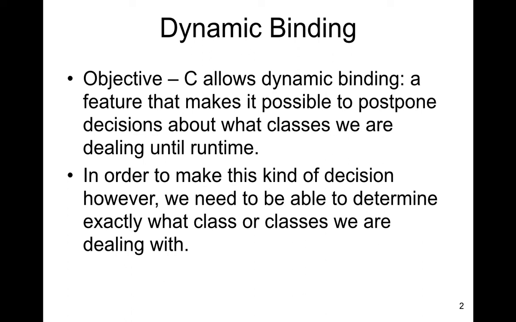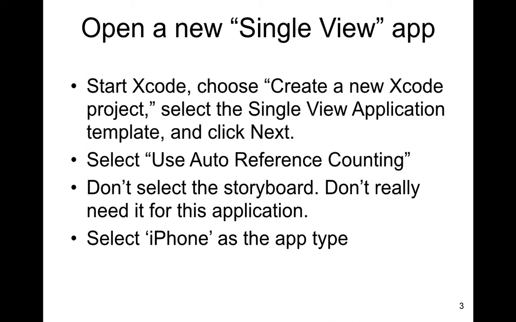So, dynamic binding. Objects are objects. All objects have the same properties associated with them, or some of them do. Objective-C allows dynamic binding to occur, and we're going to take advantage of that in this tutorial. It's a feature that makes it possible to postpone decisions about the classes we're dealing with until runtime. To make this kind of decision, you need to be able to determine exactly what class or classes we're working with, so we can ask the object, what are you? I'm a button, I'm a label, I'm a view. And then, depending upon what it is, do something to it.